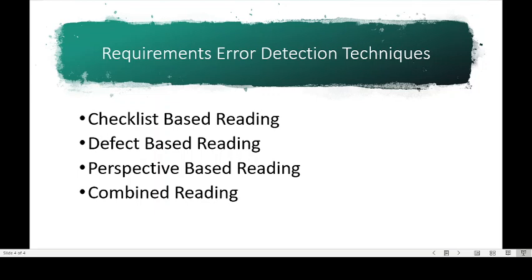So concluding, we looked at why testing software requirements is important, what are the major categories of requirement errors that can happen, like the people, process and documentation errors, and what are the different requirement error detection techniques we can use to better trace the requirement error from the very beginning.